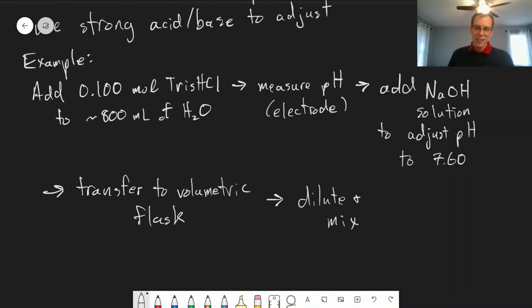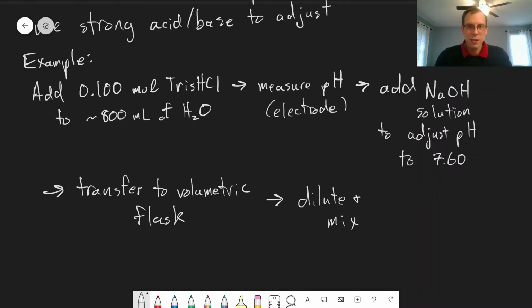So in practice, actually making a buffer, we'll usually start with just one of either the conjugate acid or conjugate base, and then change the pH using a strong acid or strong base, rather than trying to measure out, oh, we need exactly this much of this one and this much of the other.